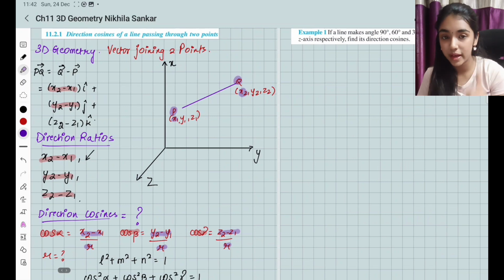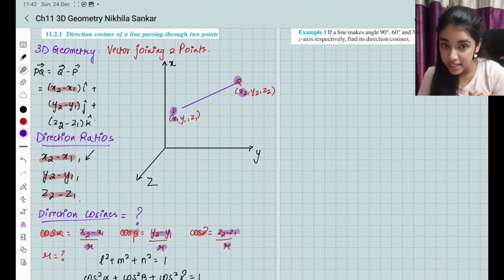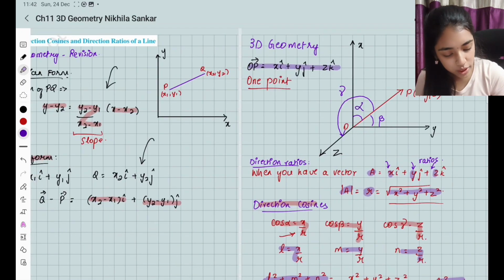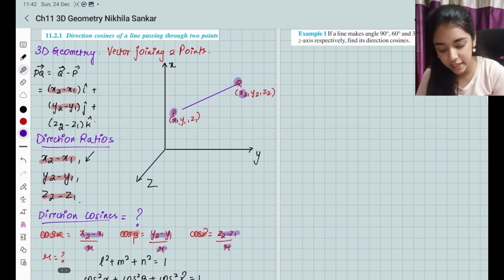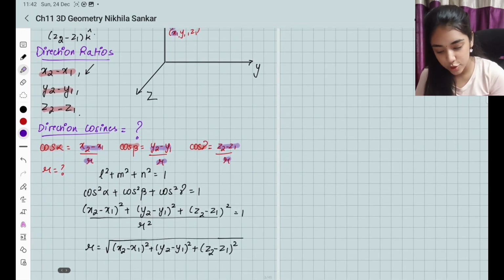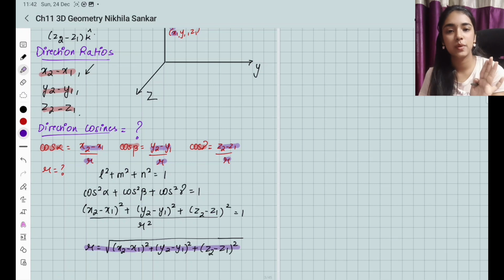So you have x2 minus x1 divided by r, y2 minus y1 divided by r, z2 minus z1 divided by r. Okay, so இங்க ஒரே ஒரு பாயிண்ட் இருந்ததுனால what did you write? You wrote it to be square root of x square plus y square plus z square. So இந்த ஃபார்முலா எழுதணுமா? So இதே இந்த இடத்துல ரெண்டு பாயிண்ட் இருக்குன்னா my r is going to be this particular term. So r equals square root of x square y square z square இல்லாம x2 minus x1 the whole square, y2 minus y1 the whole square, z2 minus z1 the whole square.